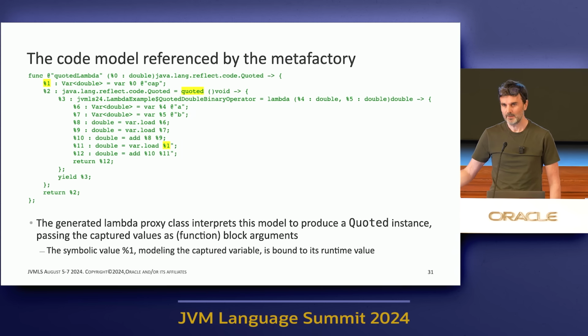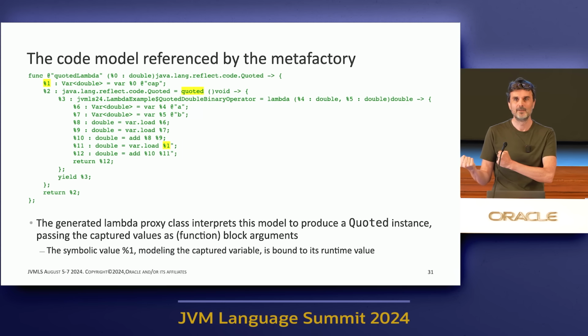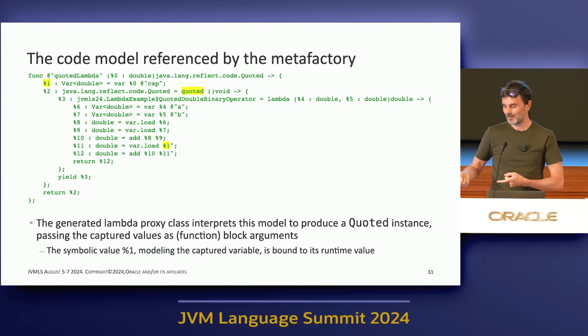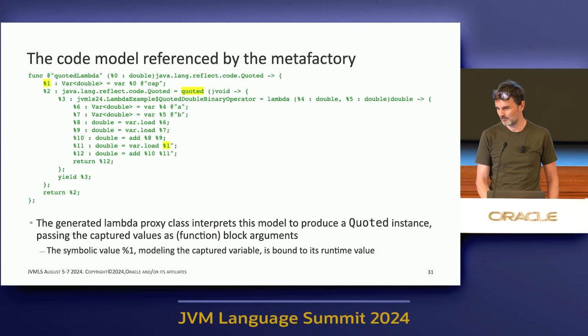And we quote the lambda. And so the interpreted form of this function produces the instance of the code model that we need. And so the alt meta factory just runs it through the interpreter, and bang, we got our code model, and bang, we got our captured values. Now, it's not very efficient, but it works, and there's ways to optimize this in the future. But it also has a nice sort of circularity to it as well.